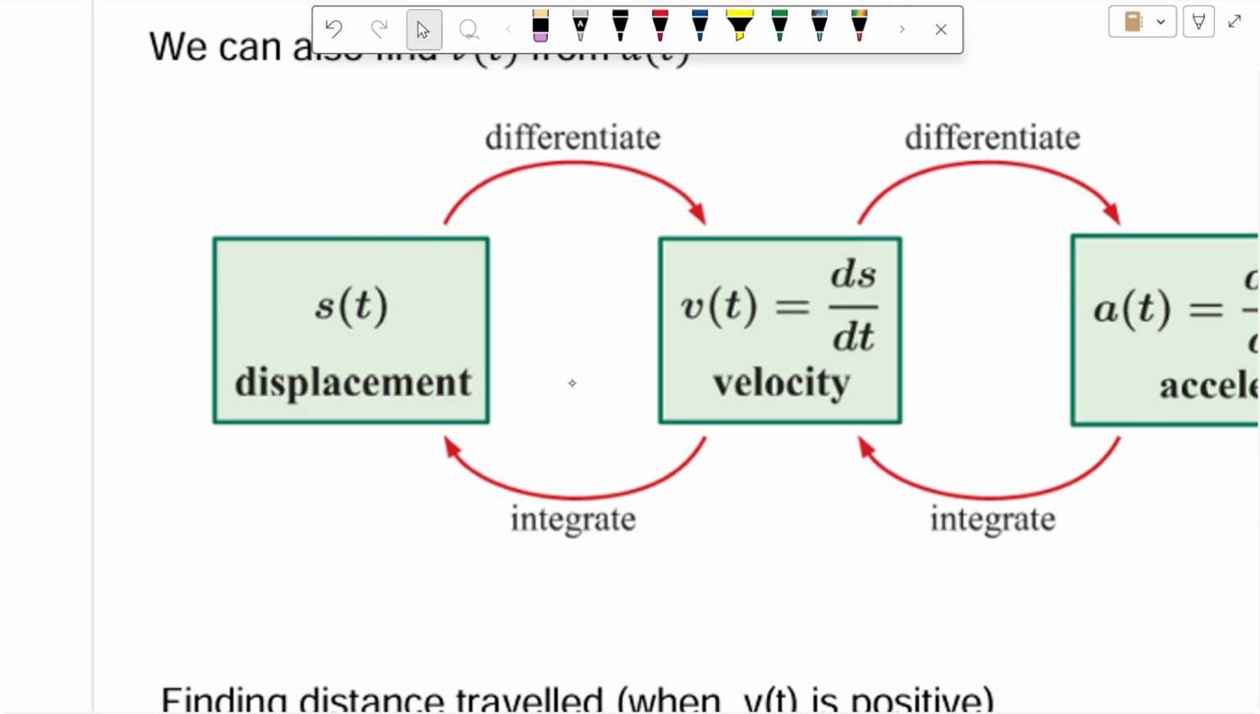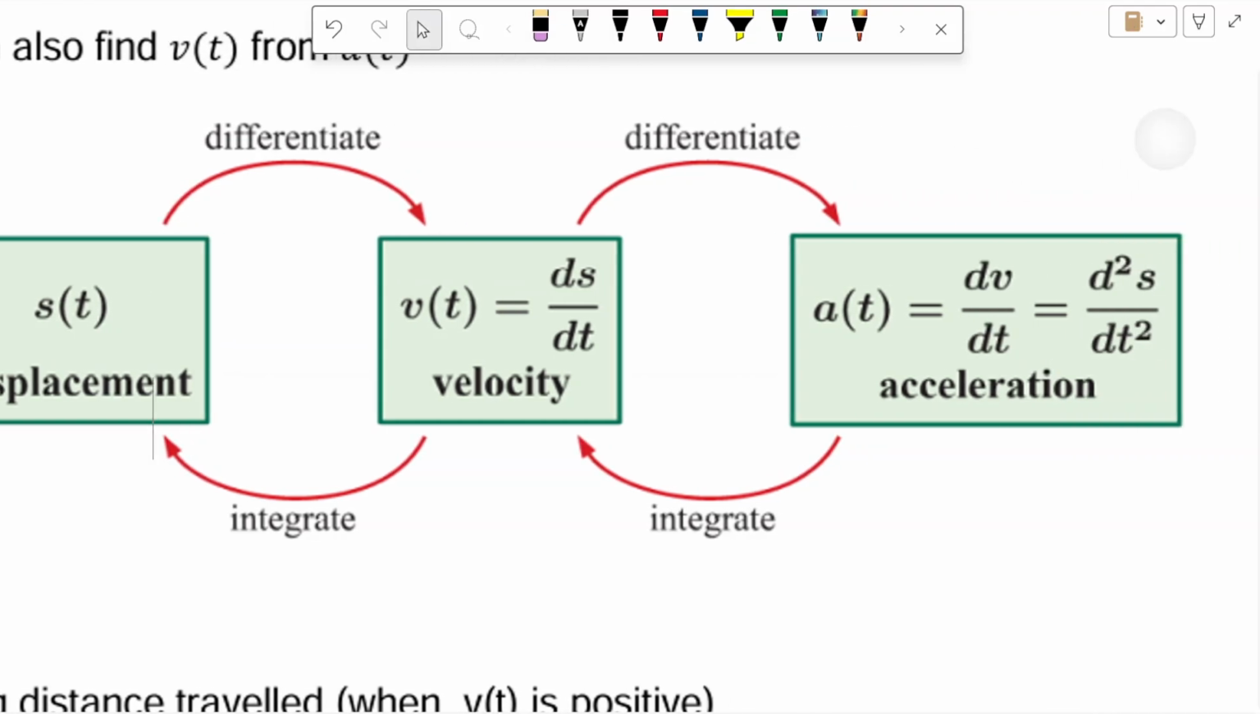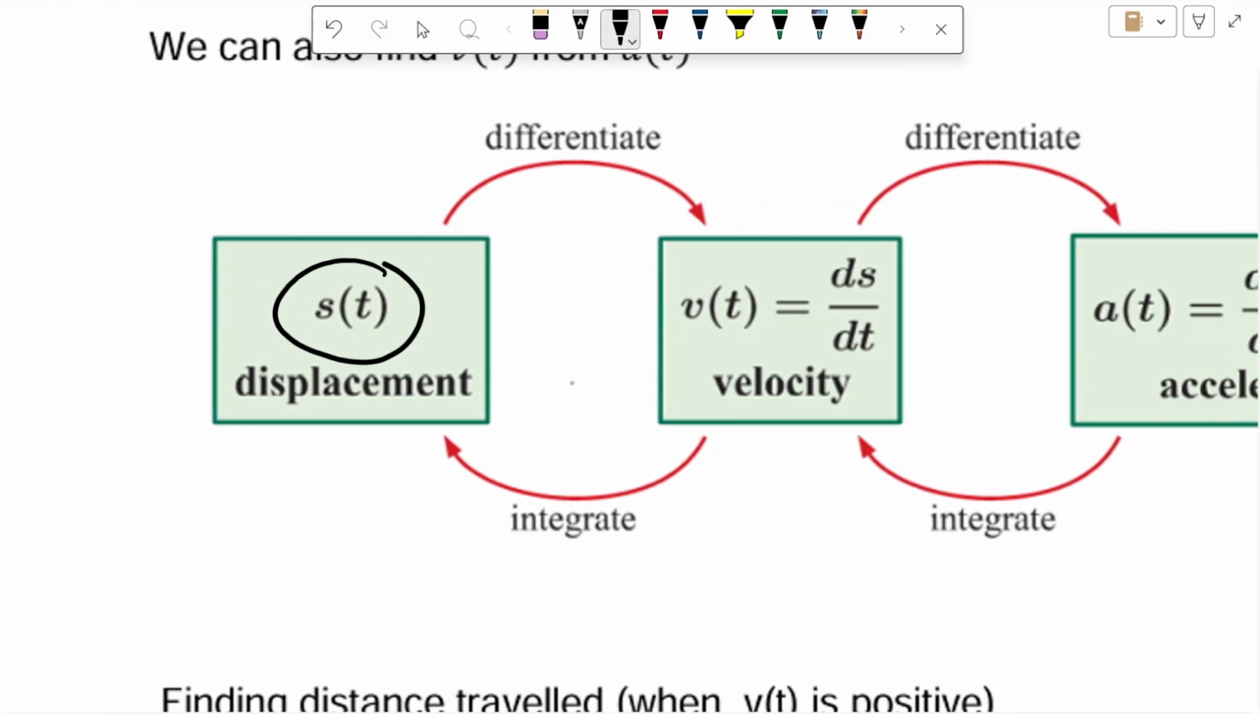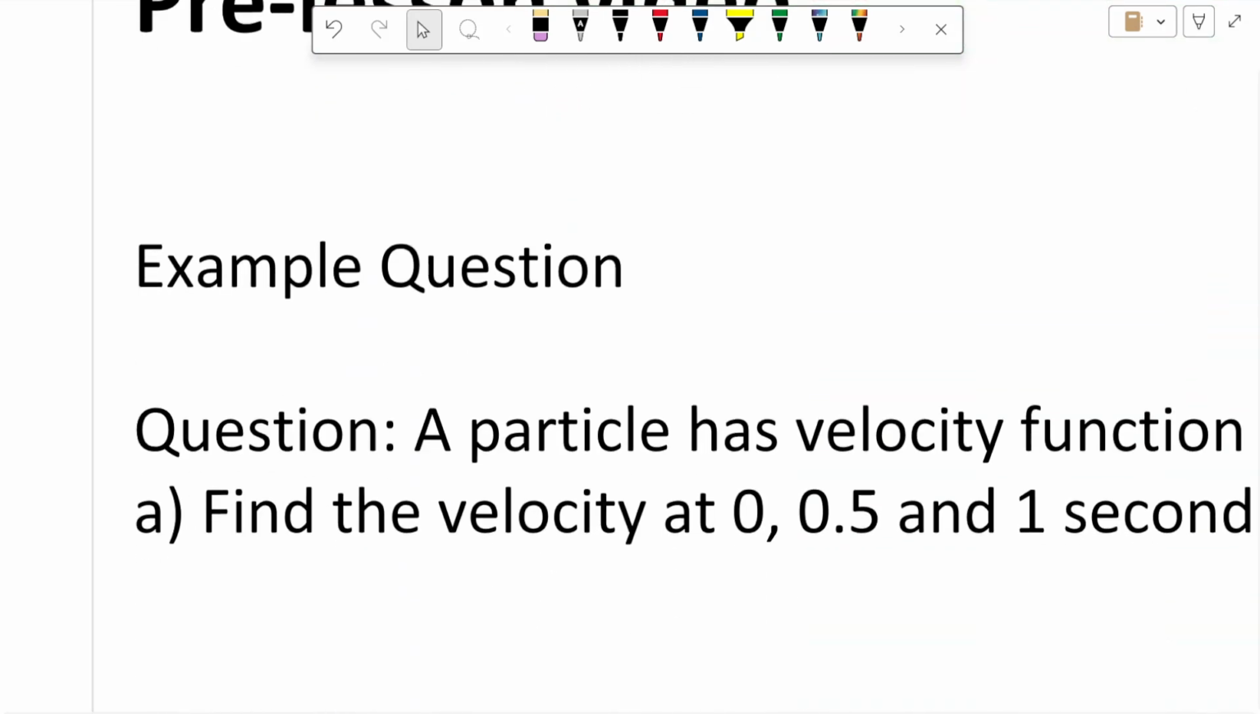In the integrals topic, we usually have a velocity function, and we're going to be integrating it to answer questions about displacement. Or sometimes you might even start with acceleration and have to answer questions about the displacement or the velocity. But basically, if you're going to differentiate displacement to get velocity, the other way around is integrating. So that's what we'll be looking at. We'll do an example question.